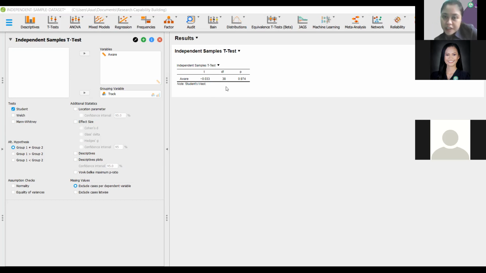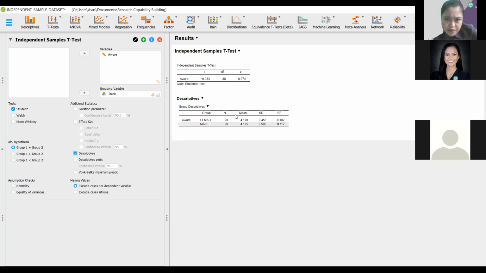The degrees of freedom is 38. Well, let me check the descriptives. Yes, the sample size for female is 20. For the male, it's still 20. So, 20 plus 20 minus 2, that's 38. And then the p-value for this is 0.974. So later na tayo mag-interpret niyan. Let's check first for assumptions. Let's have the normality.